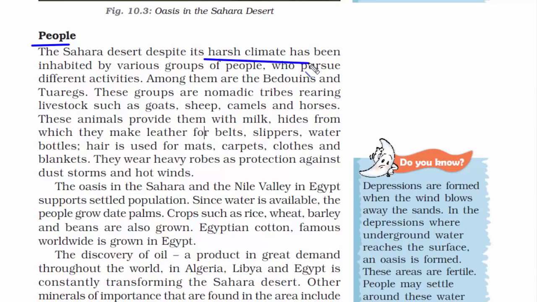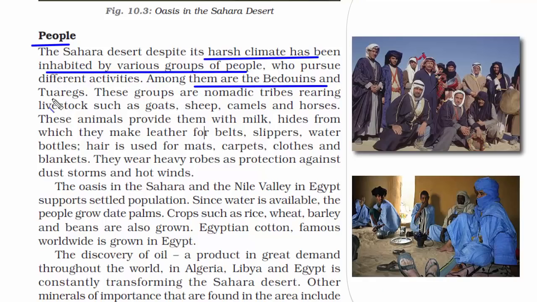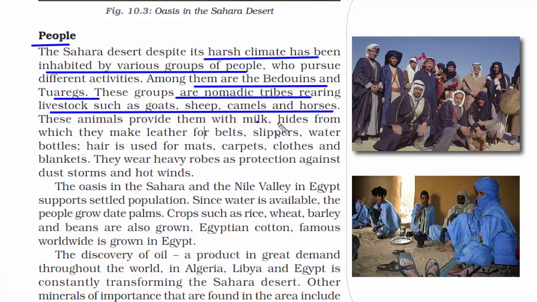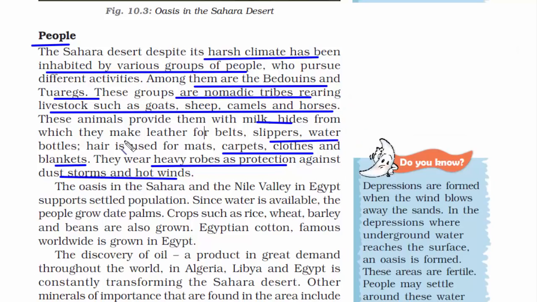Now let's read about the people in the Sahara Desert. Despite the fact that the Sahara Desert has a harsh climate, various groups of people live there and do what they are best at. Bedouins and Tuaregs are two such tribal communities. These groups are nomadic tribes, meaning they move from one place to another in search of food and shelter. Rearing animals such as goats, sheep, camels and horses are main activities, and they also rely on these animals for food, clothes, blankets, milk, etc. They wear heavy robes as protection against the dust storms and hot winds. Robes are something that looks like this.